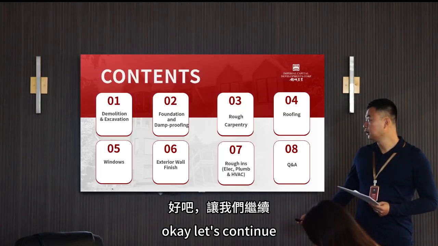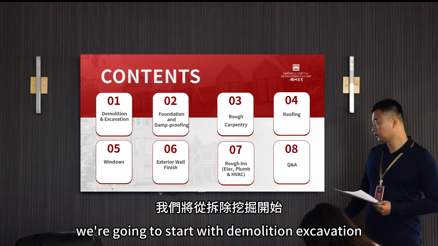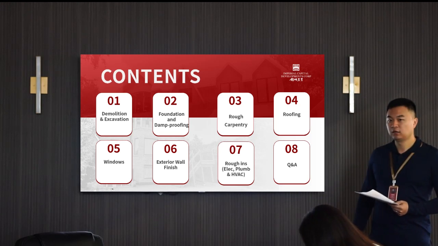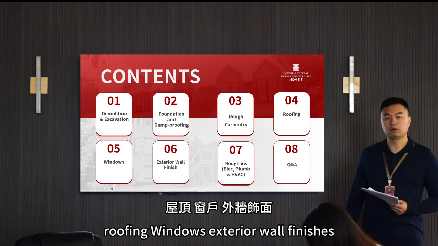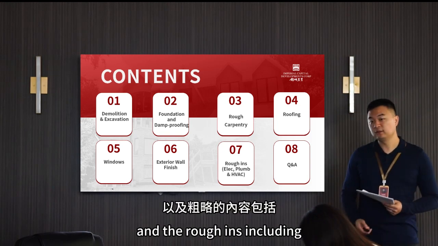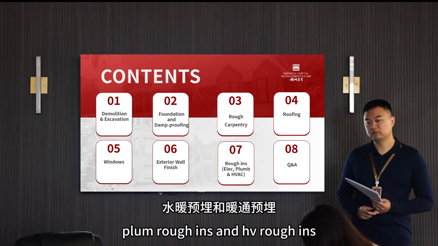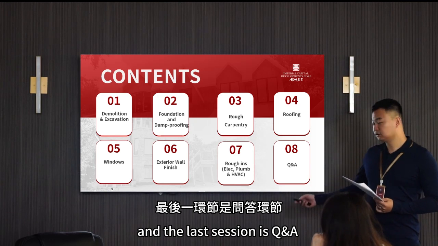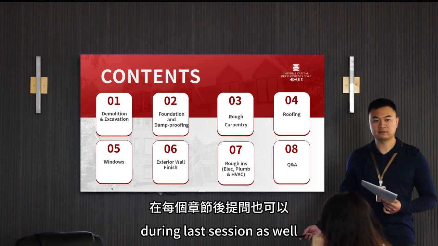Okay, let's continue. This is the table of contents we're going through today. We're going to start with demolition, excavation, foundation, dampproofing, rough carpentry, roofing, windows, exterior wall finishes, and the rough-ins, including electrical roughing, plumbing roughing, and HVAC roughing. And the last session is Q&A. Any questions, you can ask during that session as well.